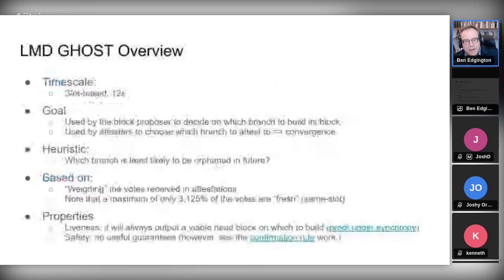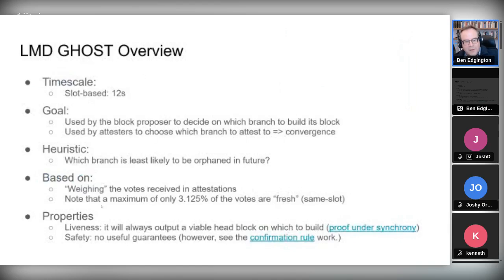So that's the naming, and these are the key points about LMD Ghost. So its timescale is short. It's this 12-second slot-based protocol.